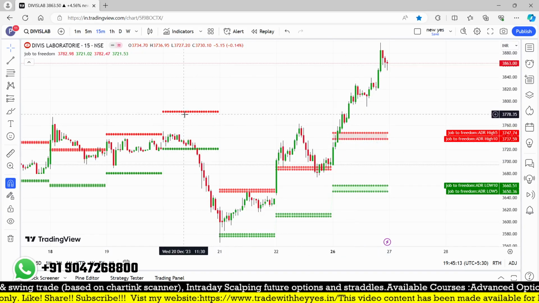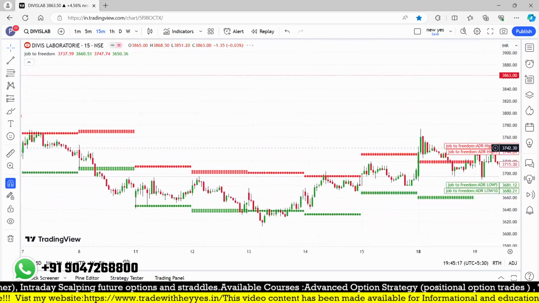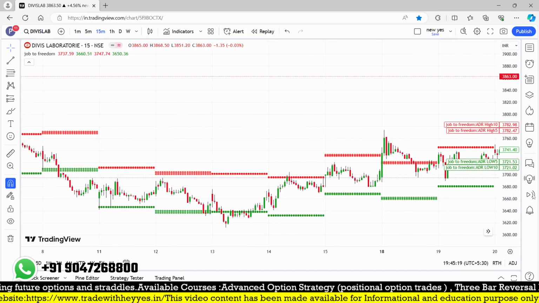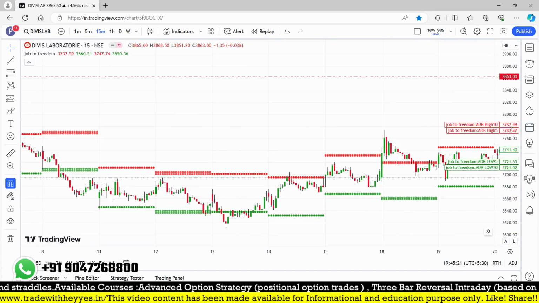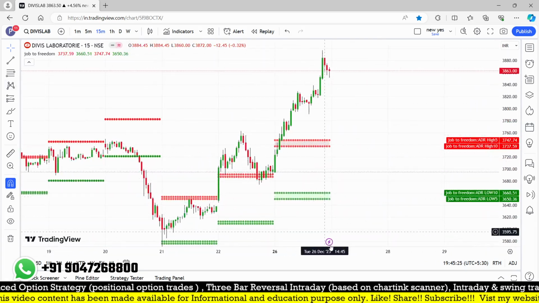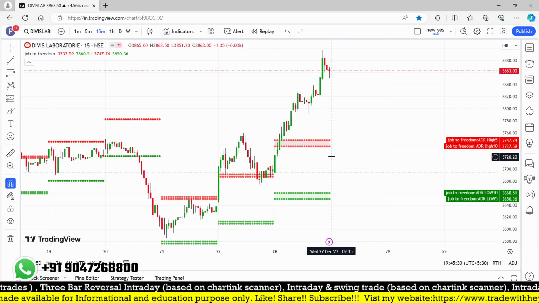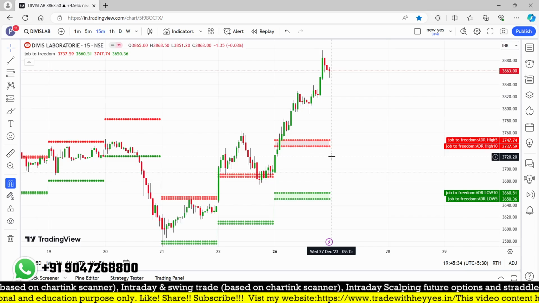You can look at this in Divi's Laboratories on this day. If I show you the values of both the levels, they are nearly equal, just about a 50 paisa difference between the higher level and the lower level. But here there is a difference of 10 rupees today. It's one more indicator which is going to come on our YouTube channel in the next video. But as of now, in this video I'm going to discuss this one.